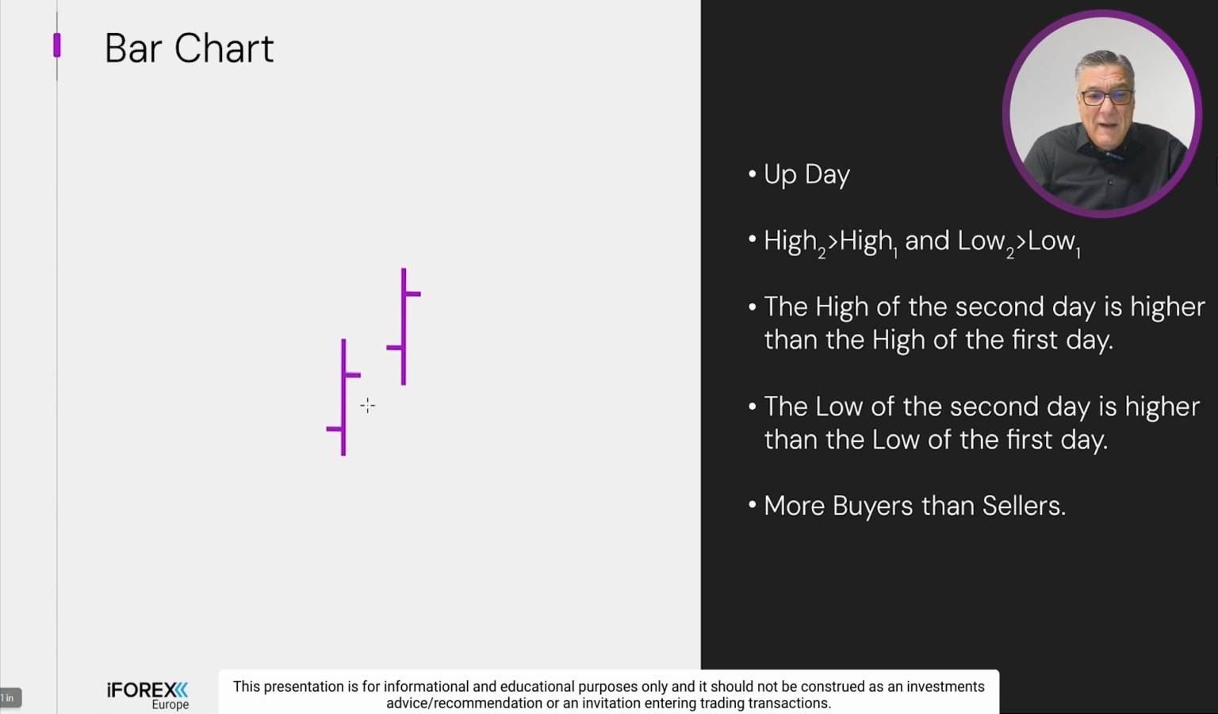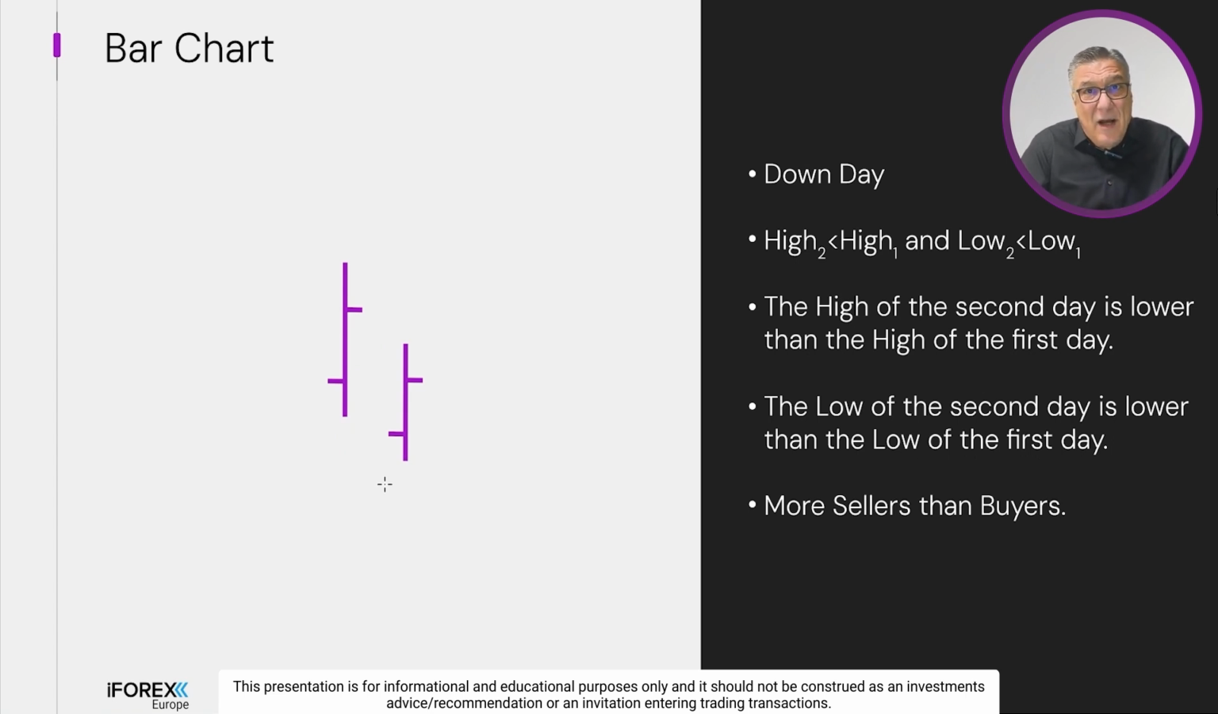So, when we have an up day, we mean that there is a higher high and a higher low, right? The high of the last bar is higher than the previous high, and the low price of the last bar is higher than the previous low. Higher high, higher low. What does it mean? It means that there are more buyers than sellers. Great.